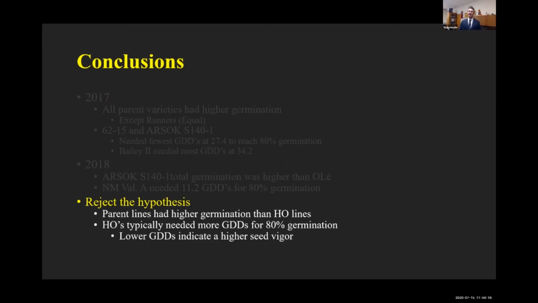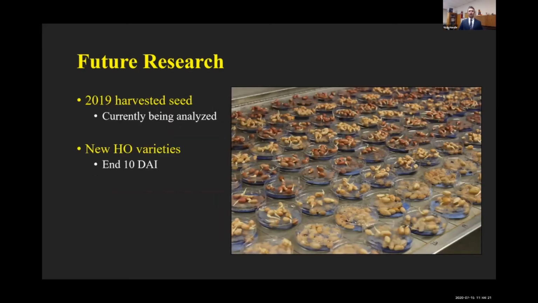So for future research, we are currently analyzing the 2019 harvested seed. I'd like to see this test performed on newly developed HO varieties, as well as possibly extending this test from 7 days and terminating it at 10 days.